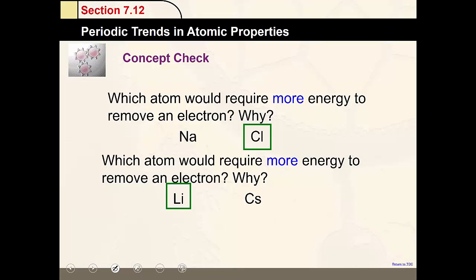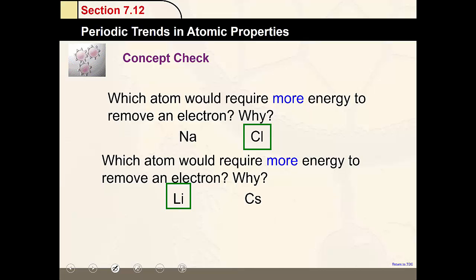Whereas, if we're looking at lithium versus cesium, lithium has a higher ionization energy since it is smaller. Those outermost electrons, its valence electrons, are closer to the nucleus. They're more tightly bound since they're in the second energy level. Lithium is in the second row, whereas cesium in the 6th period has 6 energy levels, so that farthest most electron, a valence electron, is more easily removed.